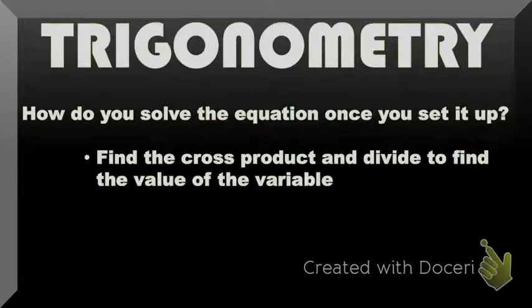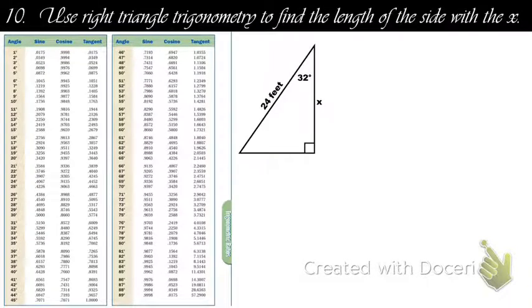Here's the last question from yesterday's lesson. How do you solve the equation once you set it up? You find the cross product and divide by the number in front of the variable to find the value of the variable. Number 10, use right triangle trigonometry to find the length of the side with the x.